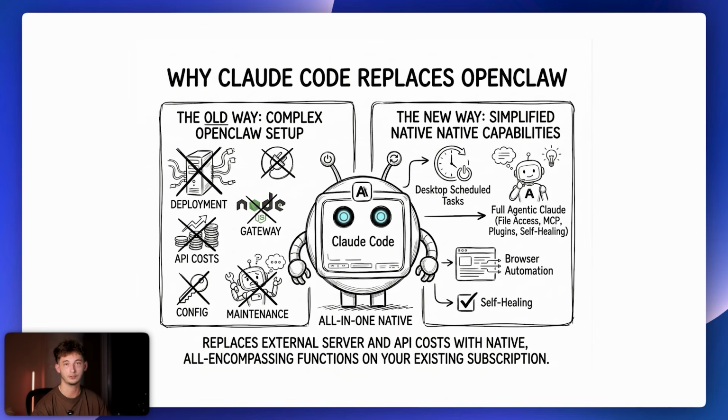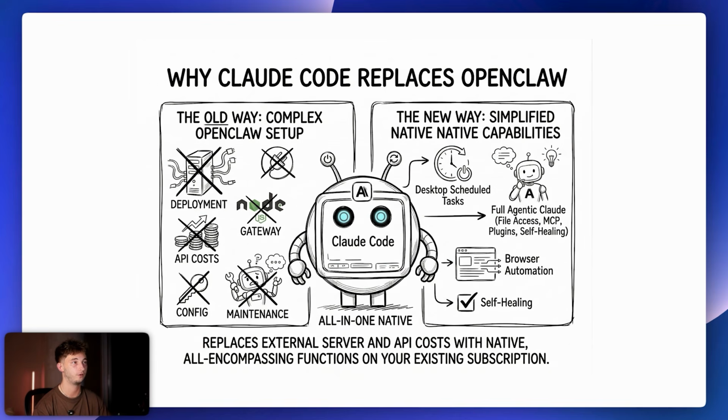Claude Code now handles both of those use cases natively. So the desktop scheduled tasks just replace the current cron jobs and the heartbeat system. And then the Loop replaces the real-time monitoring. So there's no server, no deployment, no external API costs, and there's no maintenance, which is amazing.